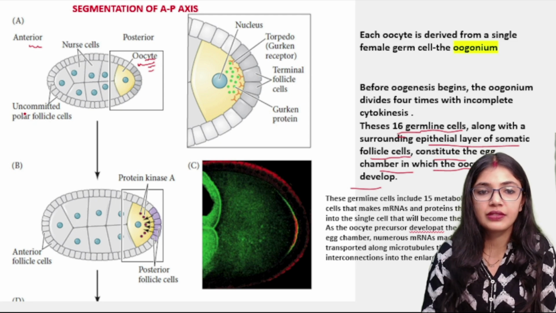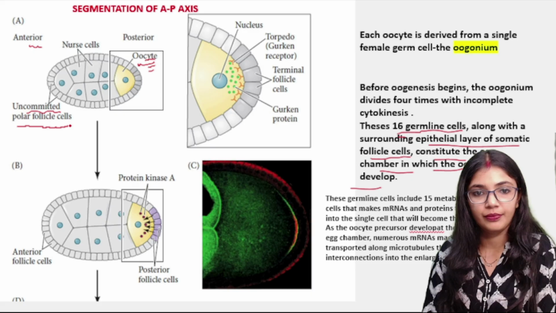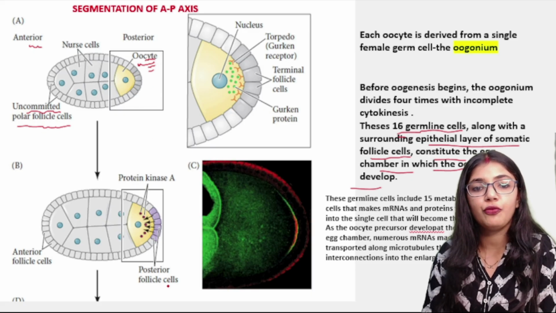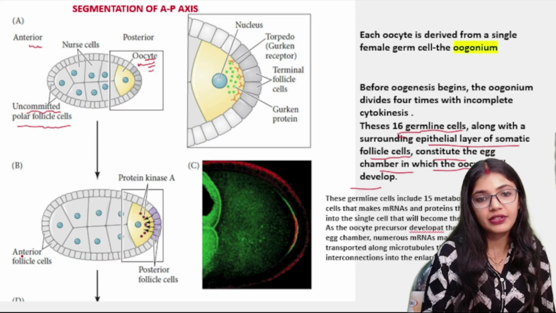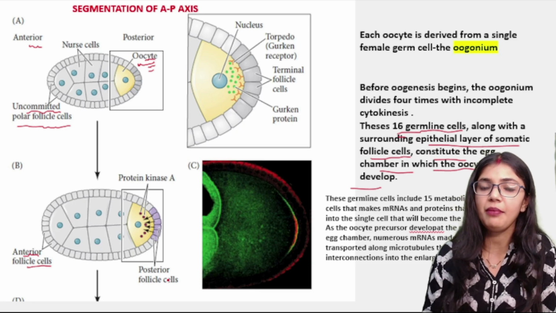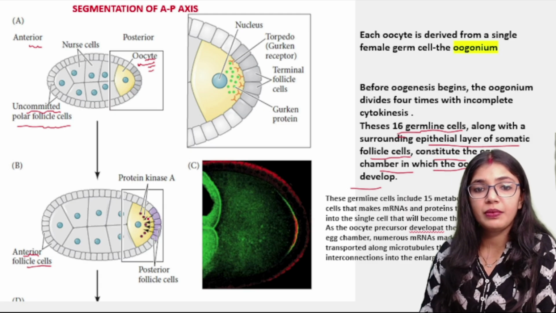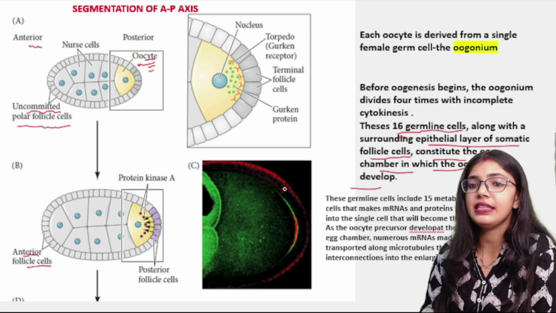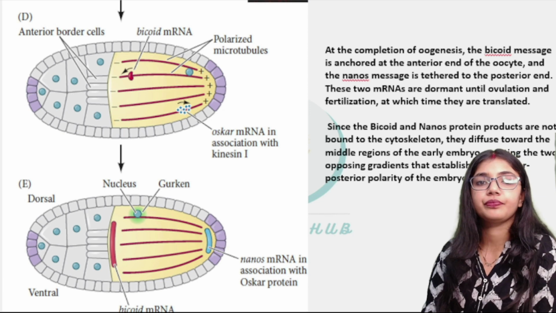So these cells which are present are the uncommitted polar follicle shell, and this is the posterior follicle shell, okay. After certain divisions, here the anterior follicle shells are present, and here the posterior follicle shells are present. So you can see here that the polar shells are now being regulated by one protein, kinase A, okay.